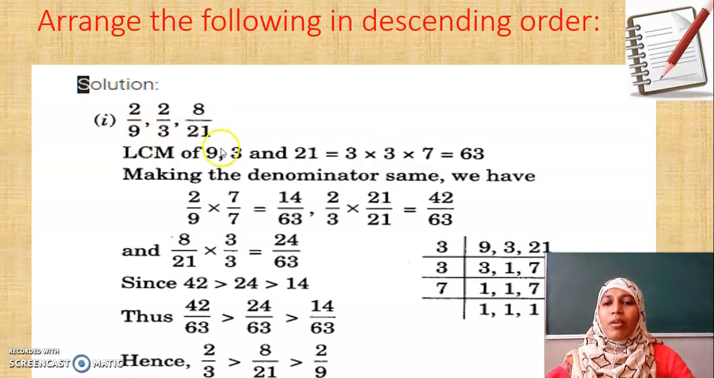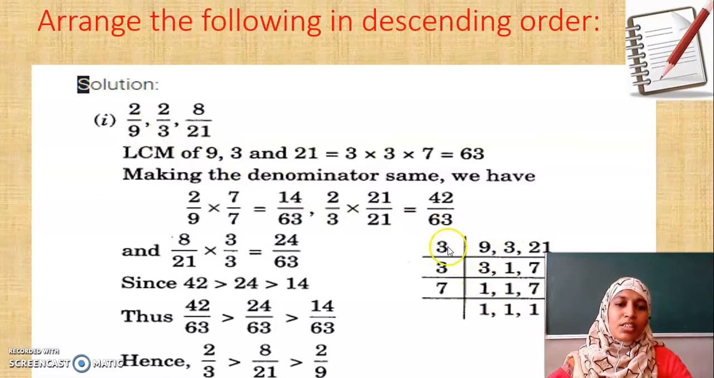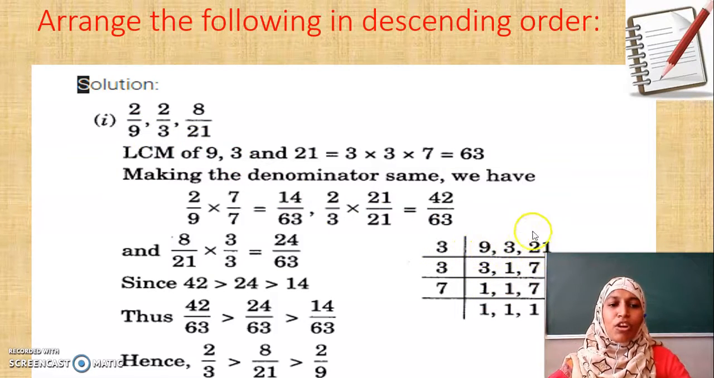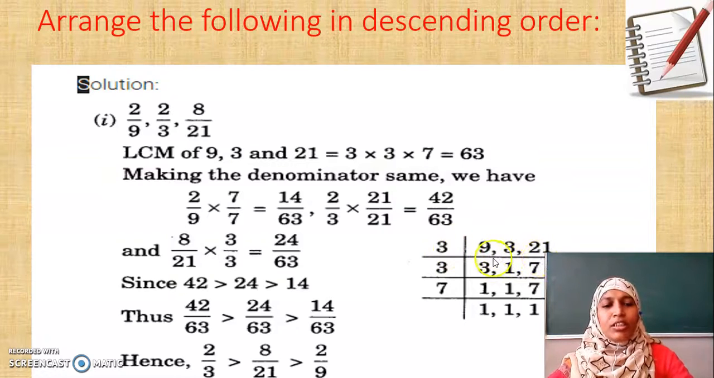To make it the same, first step is to find the LCM of 9, 3 and 21, the denominators. So how to find LCM? Have the L shape. Then start with the common multiple of all these 3 numbers. In which table will all these 3 numbers come? 3 table. So I can say 3 is the common multiple of all these 3. So if I divide, I get 3 3s are 9, 1 3 is 3, 7 3s are 21. Is it clear, my dear children?